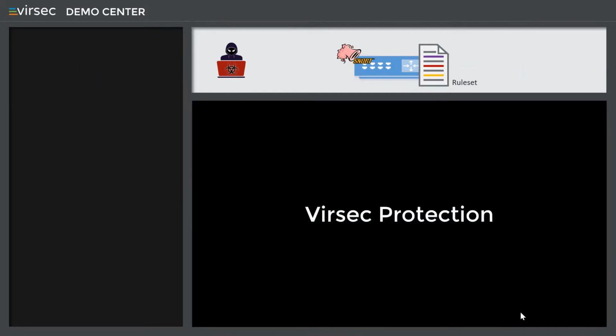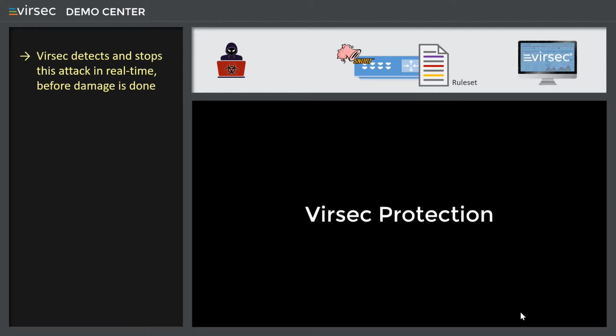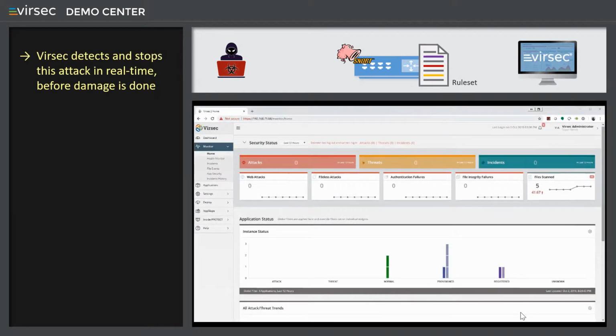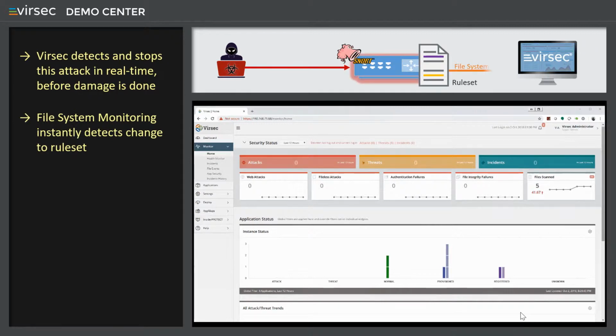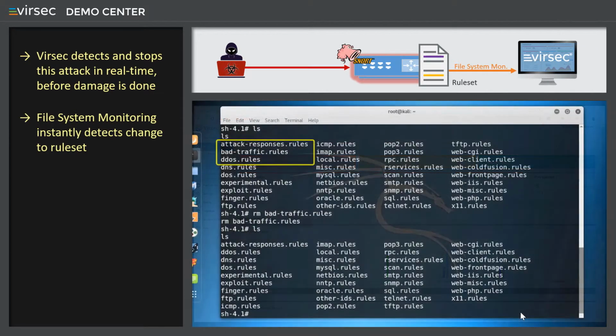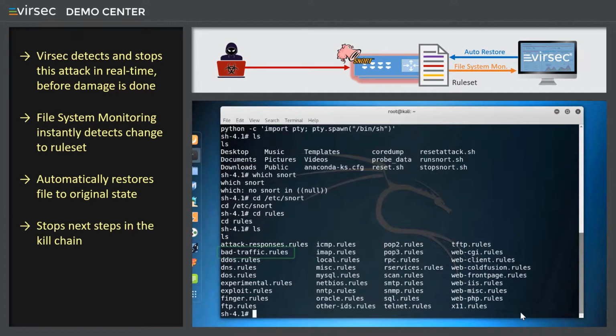Now that you've seen the full attack, let's go back and turn on Virsec, so this attack will be nipped in the bud before damage is done. As a first line of defense, Virsec's file system monitoring can instantly detect the change to the Snort rules and restore them within milliseconds, frustrating the attacker and stopping the next steps in the kill chain.